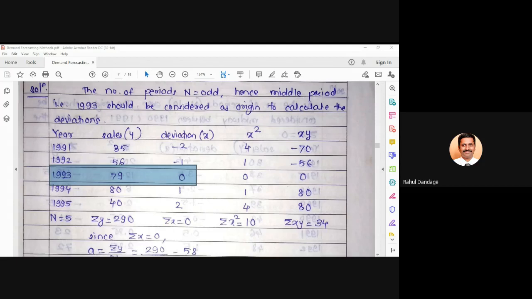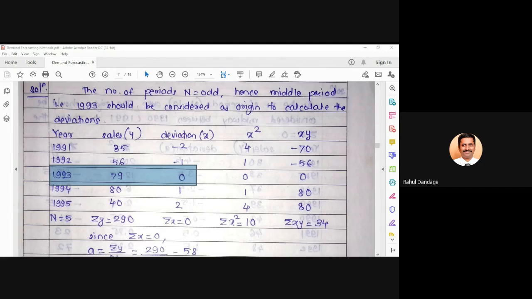So once we have assigned the value as 0, when you move further, 1993 onwards, your deviation is positive. It is 1, 2, and when you go back, the deviation is -1, -2. So if I say 1992 minus 1993, the deviation is -1. 1991 minus 1993. So whatever year you are considering, minus the origin year. So 91 minus 93 is -2, 92 minus 93 is -1, 94 minus 93 is +1, 95 minus 93 is +2.